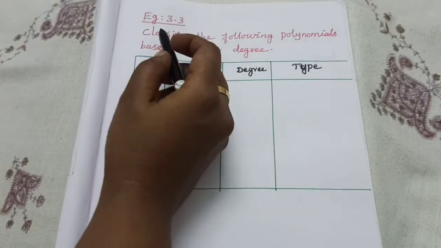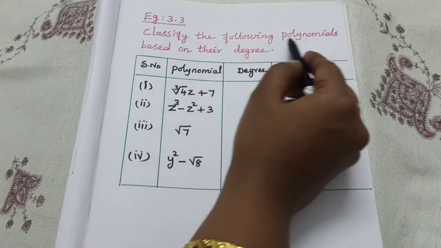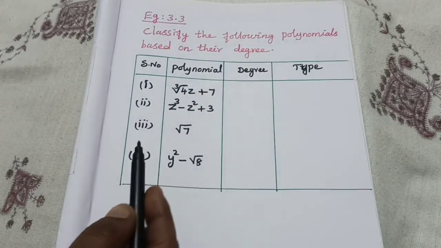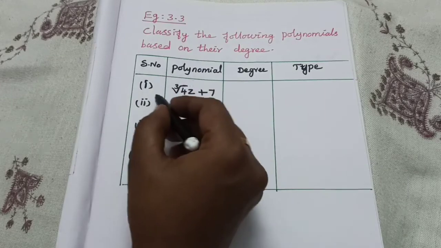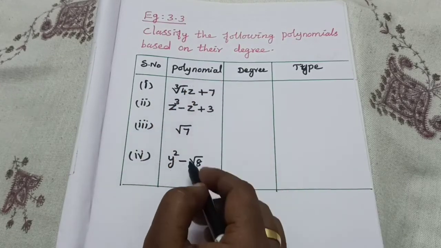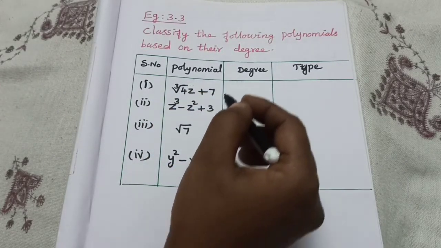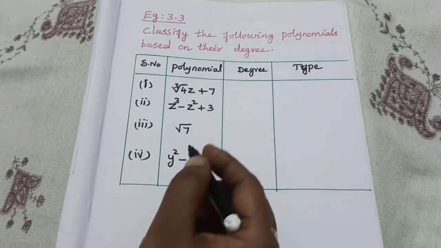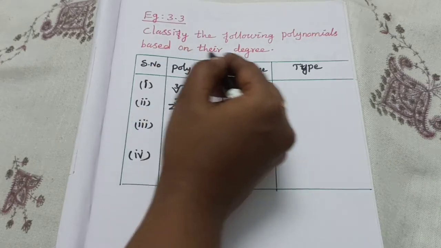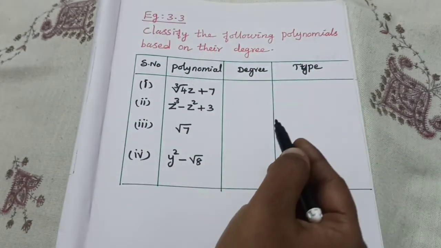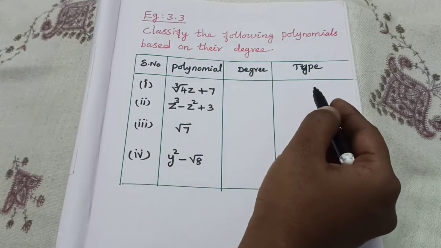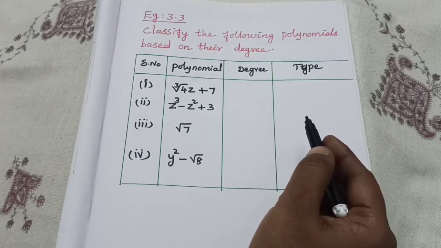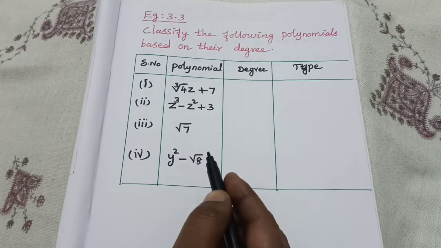Next one, example 3.3, classify the following polynomials based on their degree. Here first question, 4 polynomials are given. Then you find out the degree first, then write the type. What are the types based on the degree? Constant polynomial, linear polynomial, quadratic polynomial and cubic polynomial, isn't it?